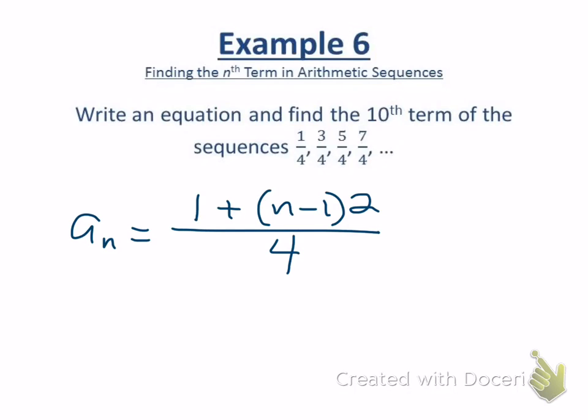Because how many terms are in the numerator here? There're 2 terms. Each one of them is over 4. This is the same as 1/4 plus n minus 1 times 2/4. It's the same thing. Easier. Like the top thing. It does look a little easier.